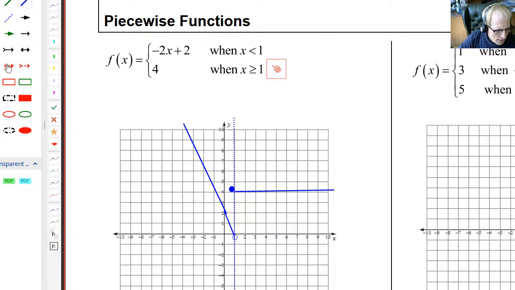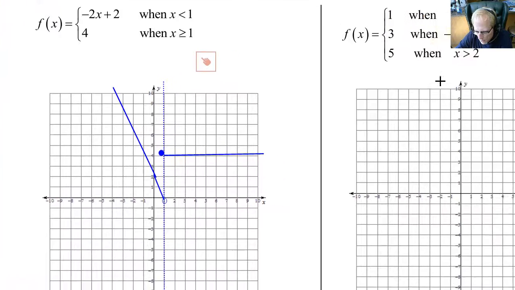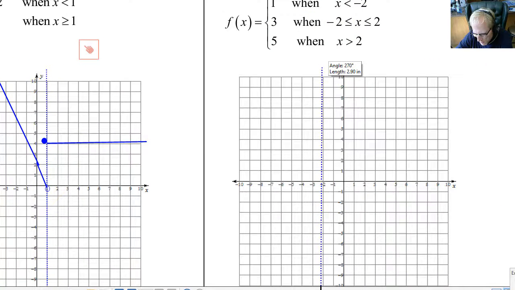Okay, then the next one is kind of a unique piecewise function. It's called a step function because it looks like steps as you go from left to right. So my boundary lines are at -2 and +2. So -2 is right there, +2 is right there, and this one should be a little bit easier to graph.